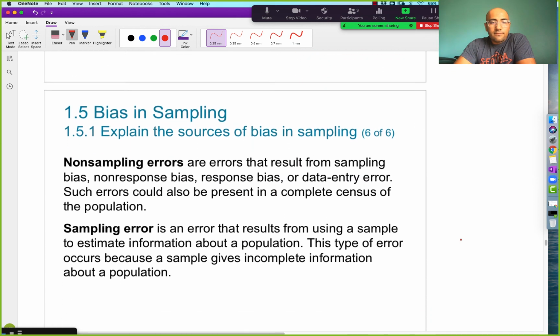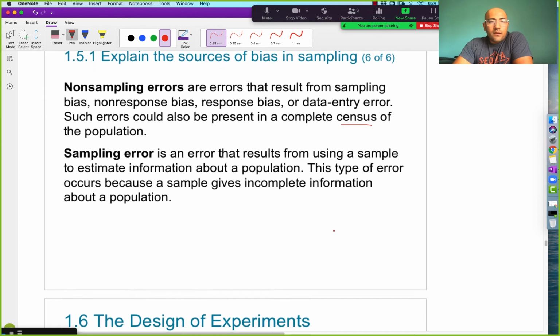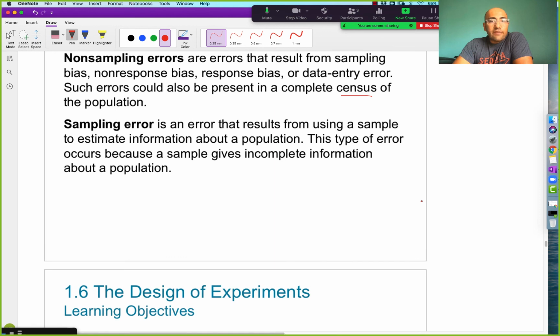Good. So non-sampling errors are errors that result from sampling biases, non-response biases, response biases, or data entry errors. Such errors could also be present in a complete census of the population. Right? So a complete census is when you ask a survey of every member of our population. Good. And versus a survey is when you pick a group of people and then you ask them, the members of that sample, questions or get data from them.